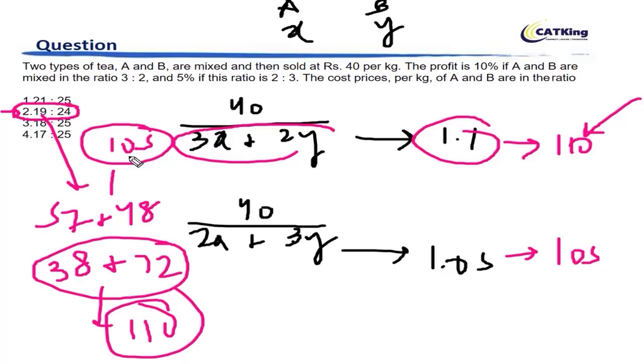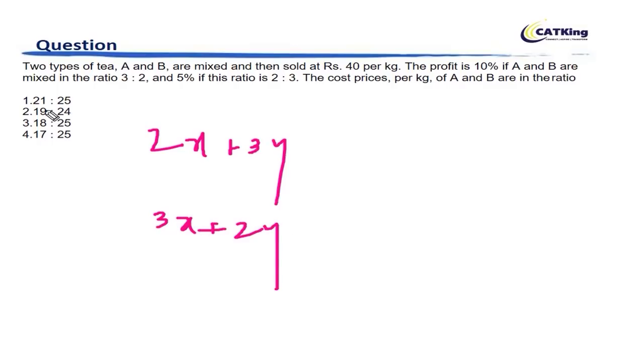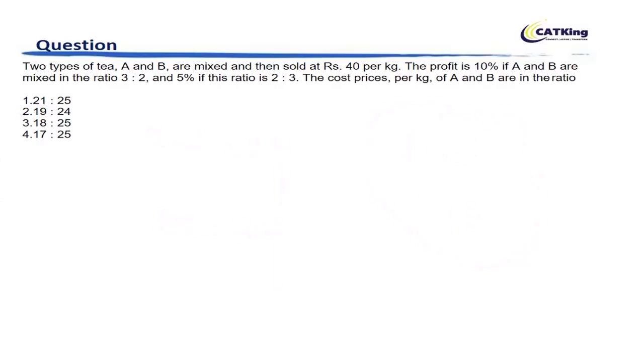I hope this is clear to you. So how do you get to these numbers? You will have to check 2x plus 3y and 3x plus 2y using these answer options, to see whether it gives you 105, 110 numbers like this, because this is the number we are talking about, right? I hope this is clear to you. So the answer here is 19:24. I hope this is clear to you.